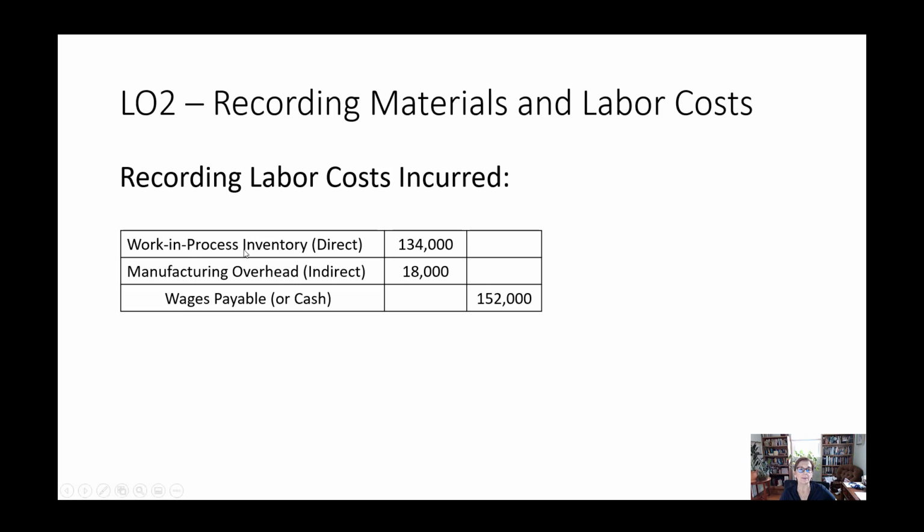We're going to debit work in process inventory for our direct labor. We're going to debit manufacturing overhead for our indirect labor, and then we're going to credit wages payable or cash for the total amount that we are paying. So there is no expense here for our labor. Remember that when you're looking at product costs, they're all going into inventory until the goods are sold.